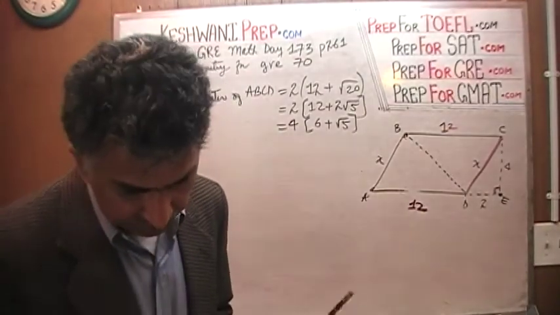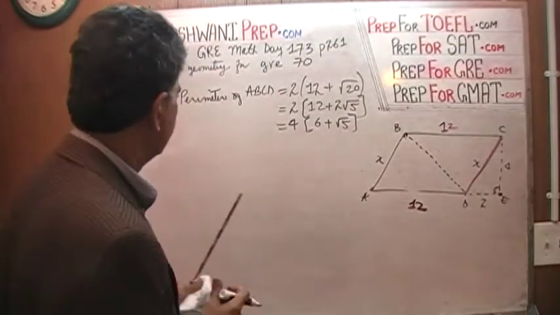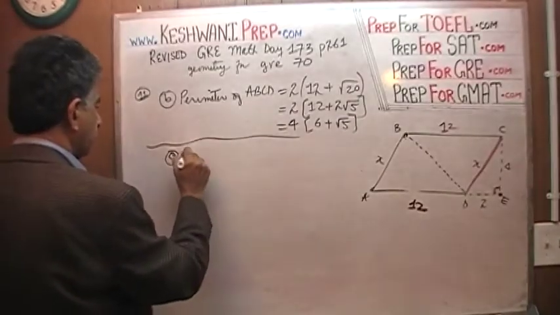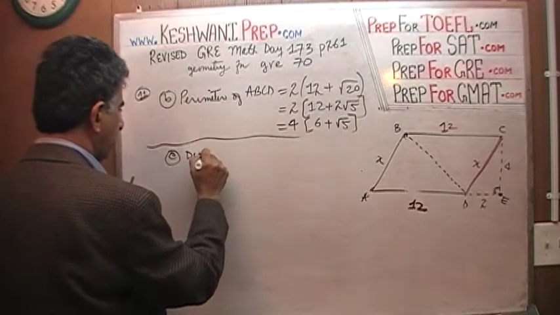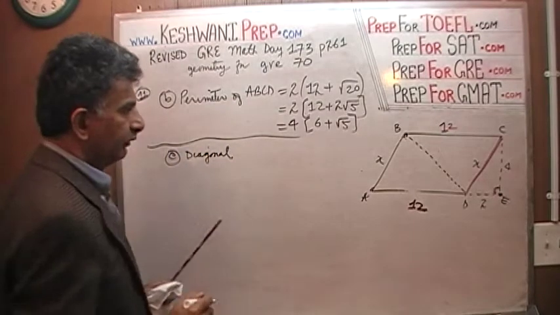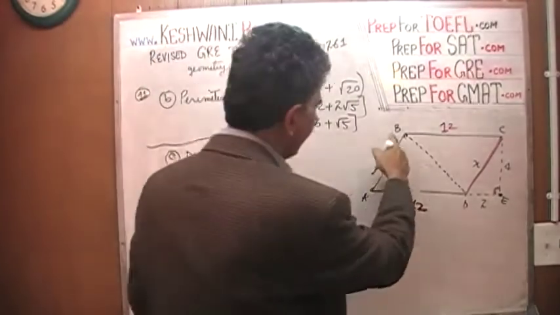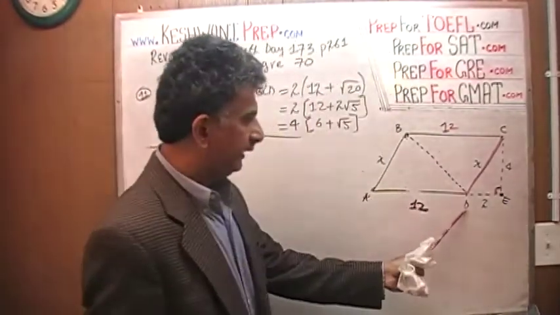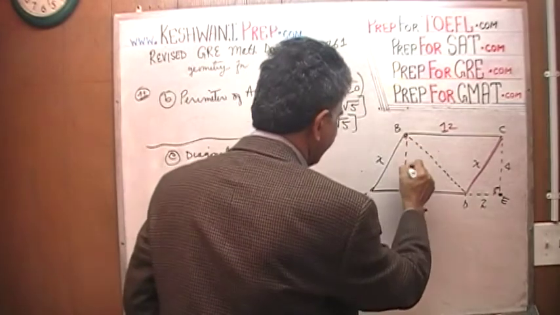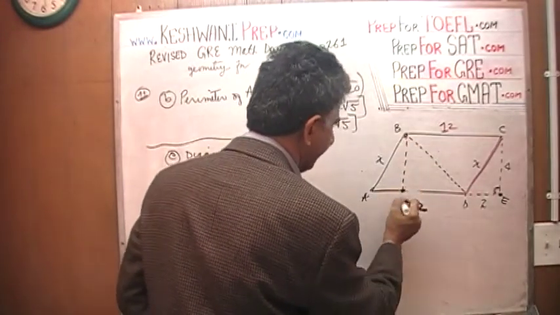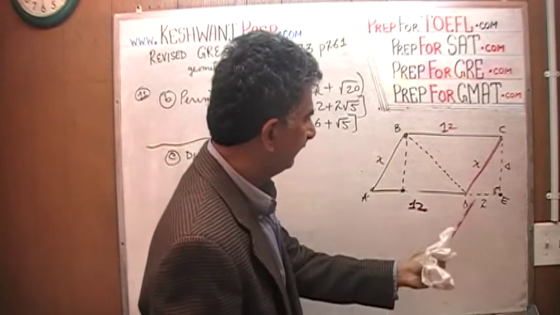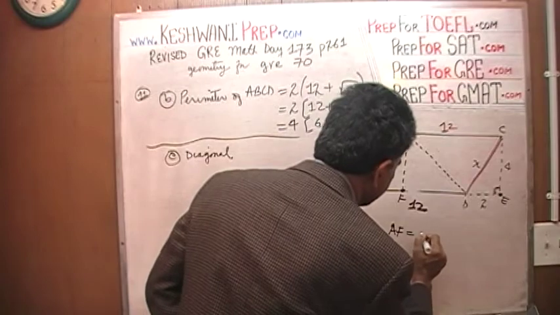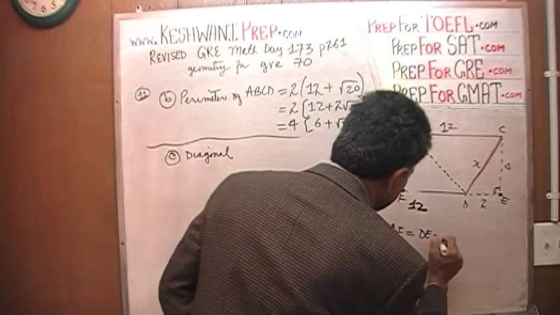Part C asks us for the length of the diagonal BD. Alright. Length of the diagonal BD. To find the diagonal BD, right here, this guy BD, here's what we're going to do. From D to E is 2, which is same as, we have A, B, C, D, E, let's call it F. A to F is same as D to E, which is 2.